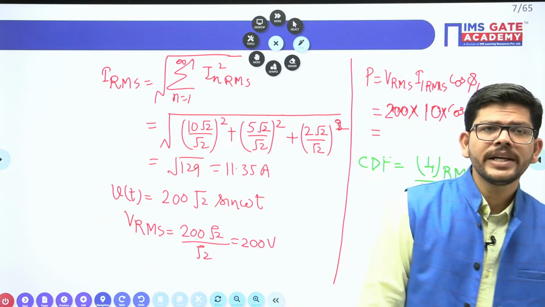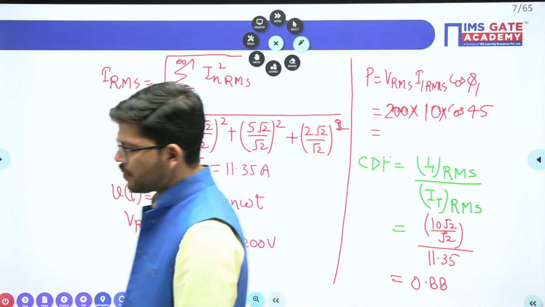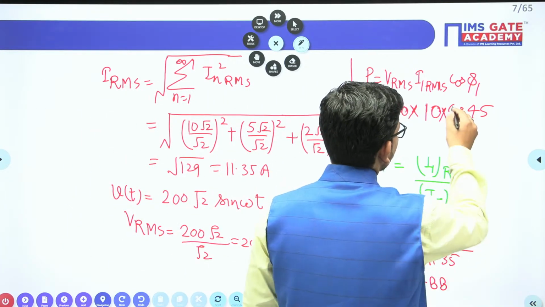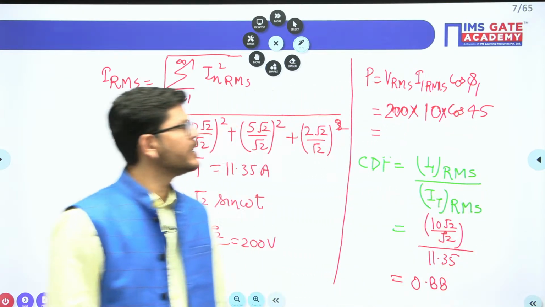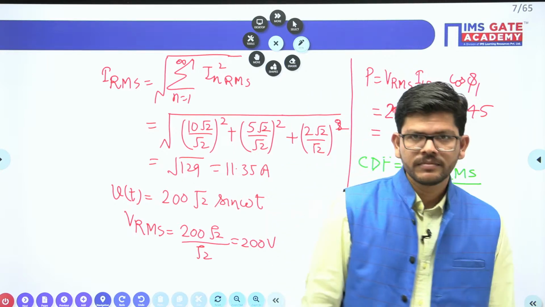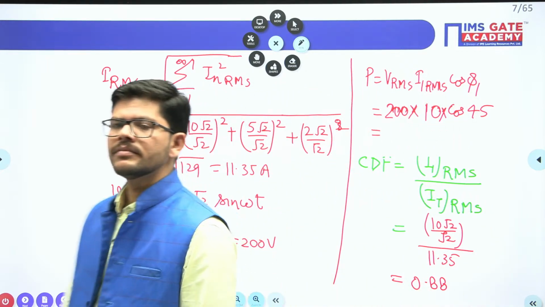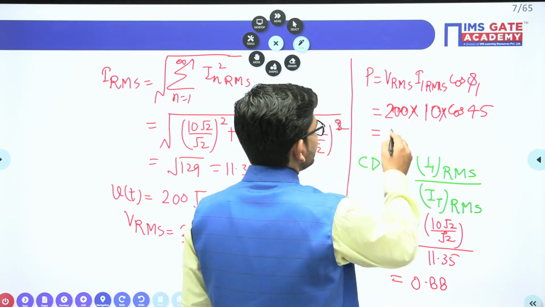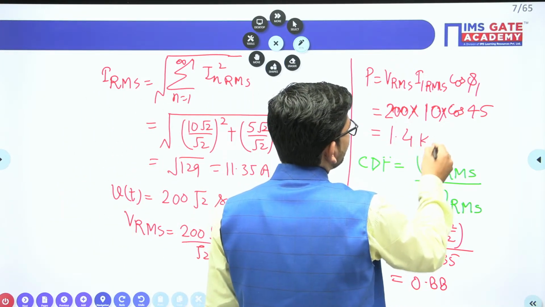Can you just tell me how much is 2000 by root 2? Yes, I am waiting for your replies, guys. I think this will be 1.4 kilowatt.